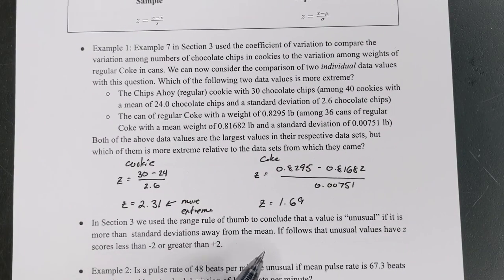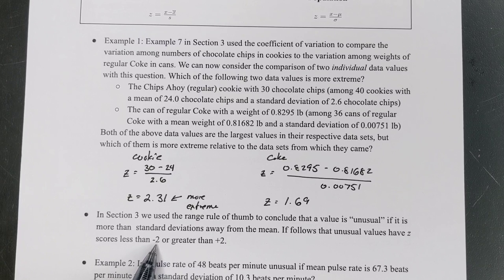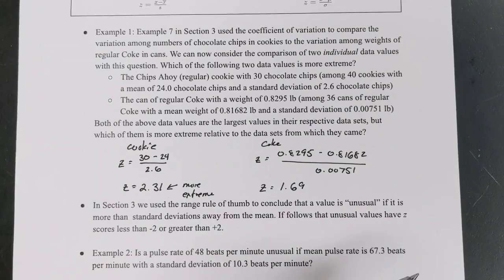We talked about the range rule of thumb, which was mentioned before: z-scores of less than -2 or more than +2 are unusual. So this would be an unusual cookie, but this would not be an unusual can of Coke.